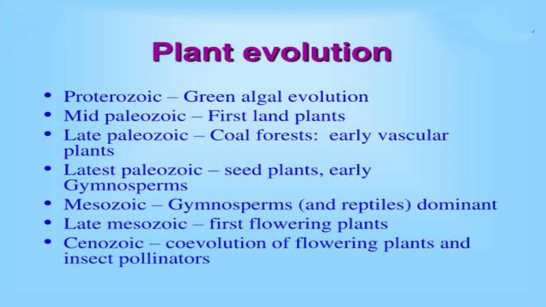So here is the plant evolution timeline: Proterozoic, green algal evolution; mid Paleozoic, first land plants; late Paleozoic, coal forest and early vascular plants; latest Paleozoic, seed plants; early Mesozoic, gymnosperms dominant, along with the reptiles; late Mesozoic, first flowering plants; and Cenozoic, the co-evolution of flowering plants and insect pollinators.